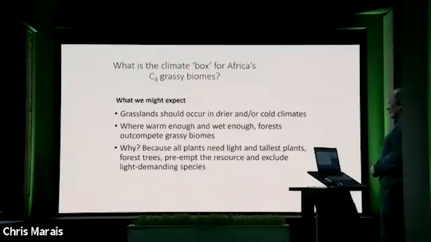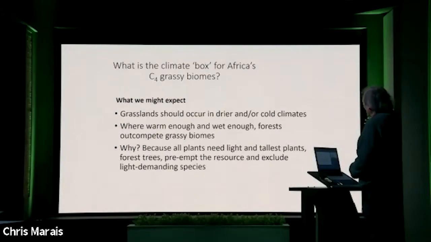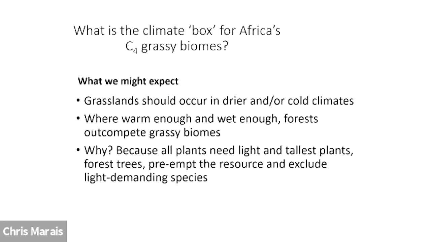So what is the honeycomb cell? What is the climate box for Africa's C4 grassy biomes? And then if you were coming out of Europe, what you might expect would be, well, if it's grasslands, they should be in drier places or the tops of mountains, cold climates, because that's where the C3 grasses of Europe are found. Where it's warm enough and wet enough, forests would outcompete grassy biomes. Why? Because plants need light. Taller plants grab the light first, and the smaller plants, the grasses, would be shaded out.